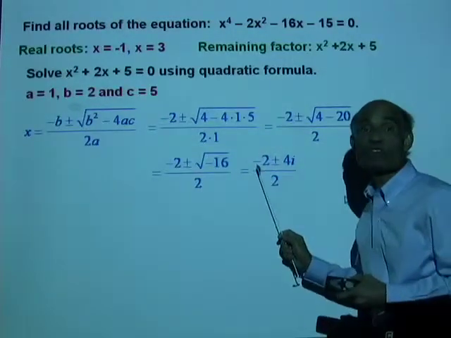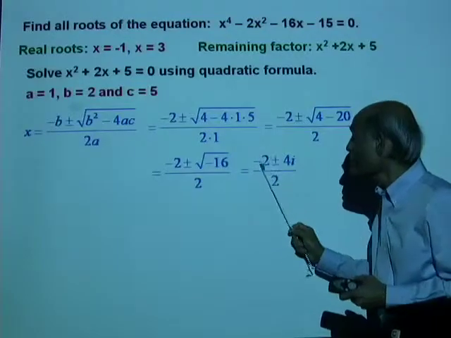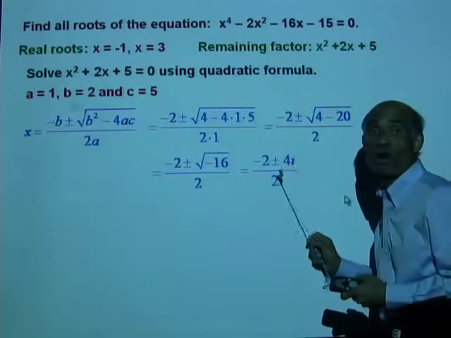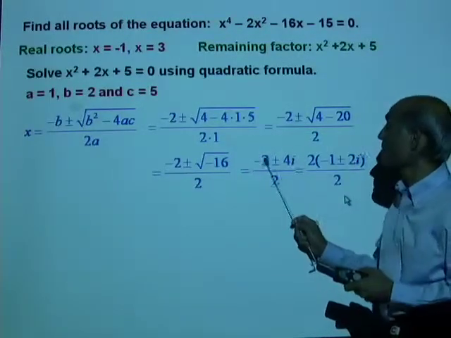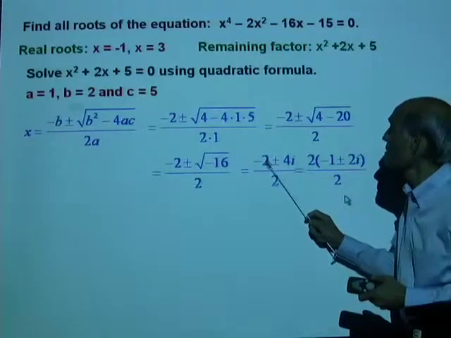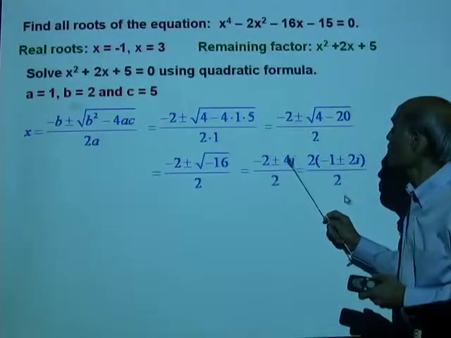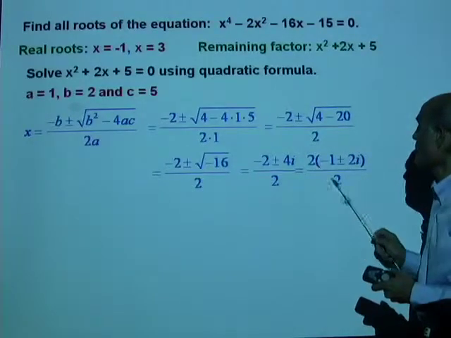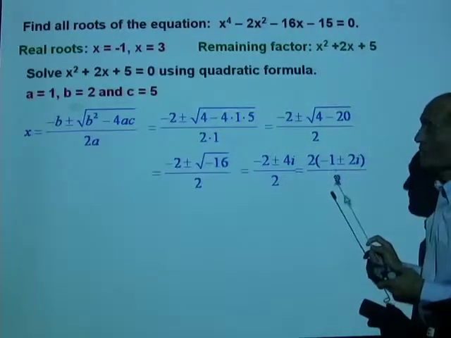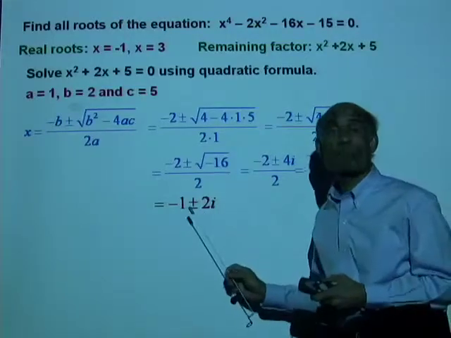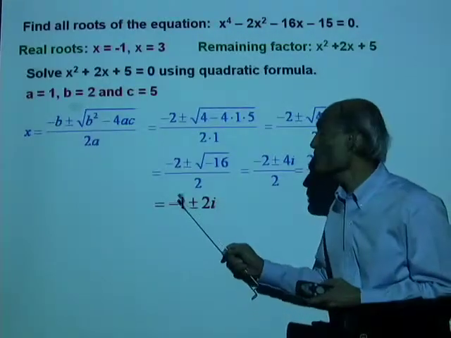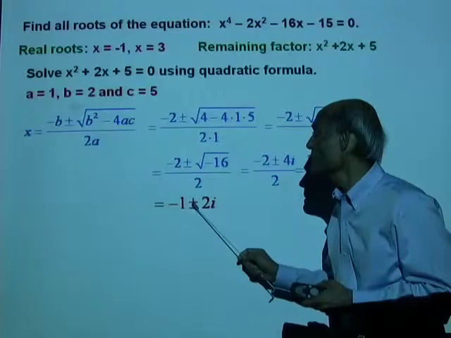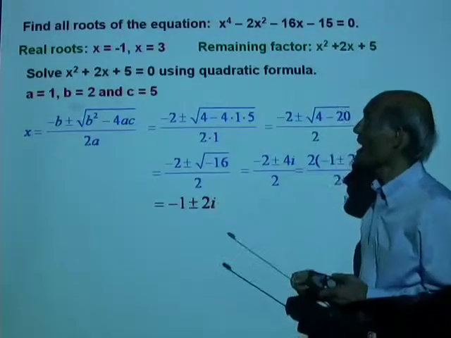As we did in the previous cases several times, there is a 2 that is common on the numerator, so factor that out. That will be 2 times negative 1 plus or minus 2i all over 2. And the 2's will cancel. That means the complex zeros of this polynomial are negative 1 plus or minus 2i.